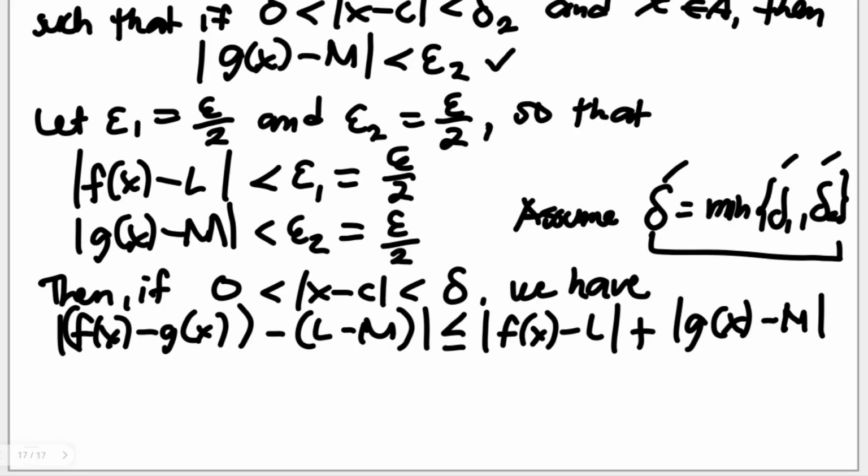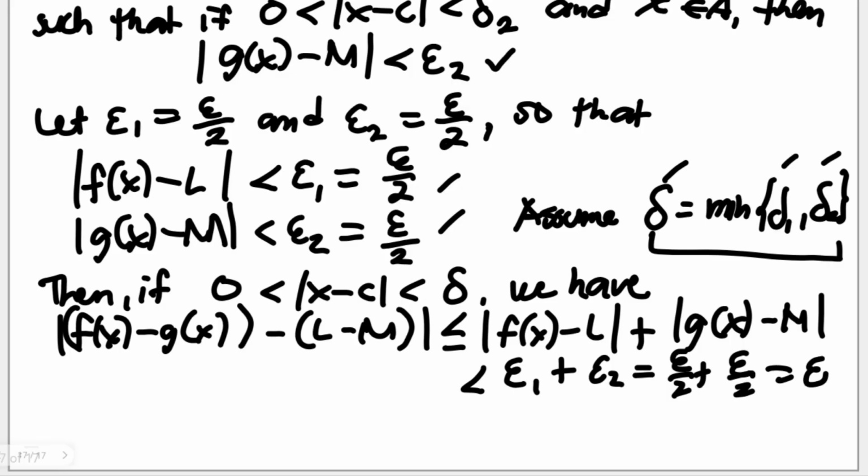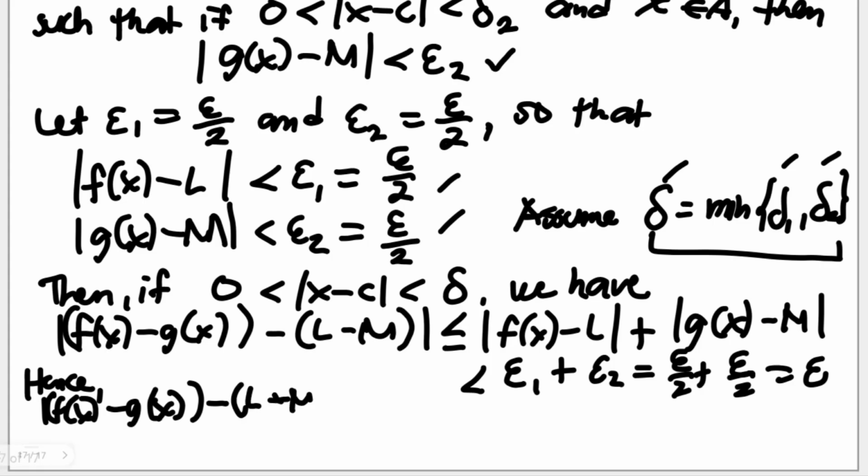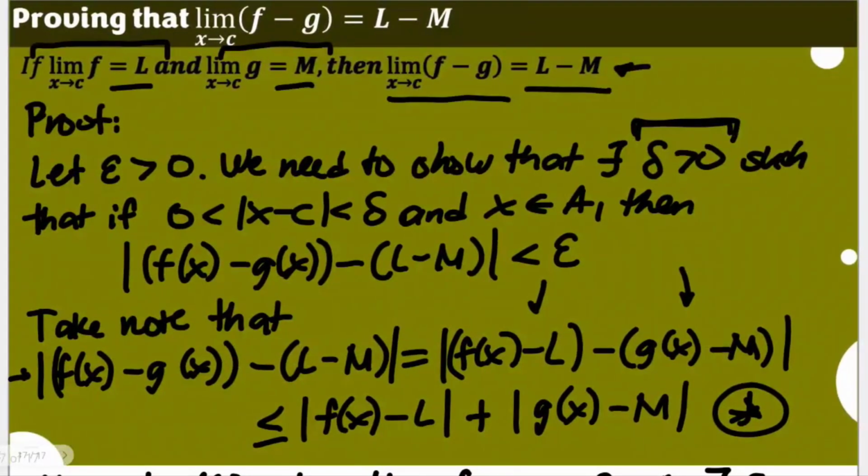Take note, we have already representations about them earlier. So this is less than epsilon sub 1 plus epsilon sub 2, which is equal to epsilon over 2 plus epsilon over 2, equal to epsilon. Which means, hence, okay, hopefully I still have some space, f of x minus g of x, that quantity minus the quantity L minus m, is less than epsilon. So finally, we're able to return to this with the existence of delta using the ideas of two limits.